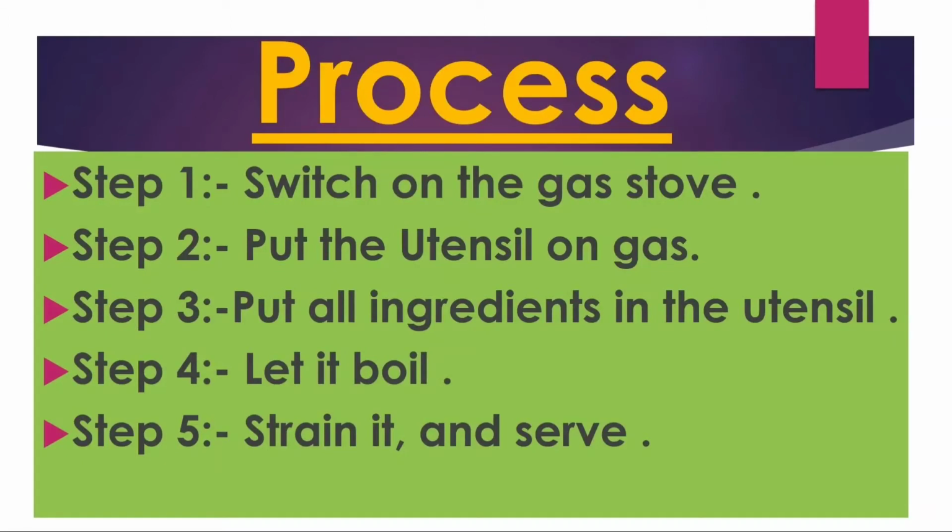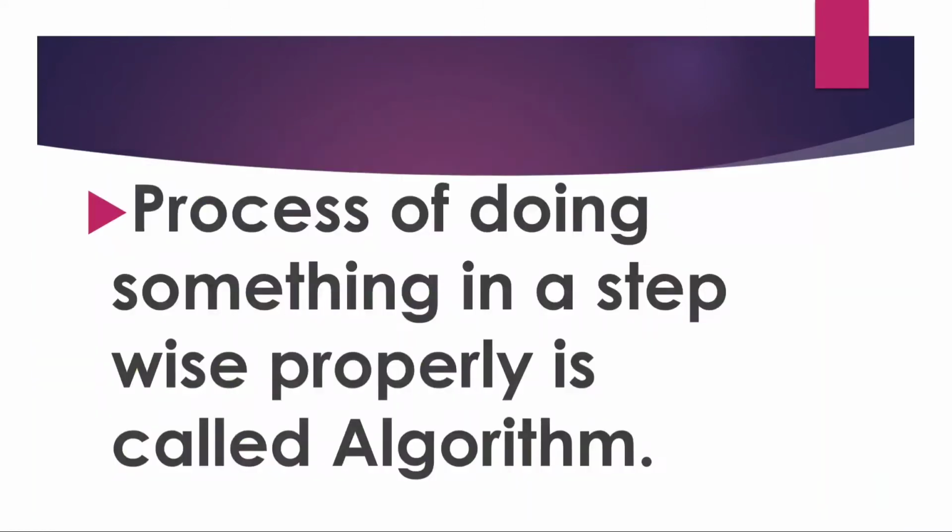means how we can make the tea. So in step 1, we will switch on the gas stove. Okay, firstly we will switch on the gas stove. Then in step 2, put the utensil on the gas. Then put all the ingredients in the utensil and let it boil. Then step 5 is strain it and serve. This is the process of how to make the tea.